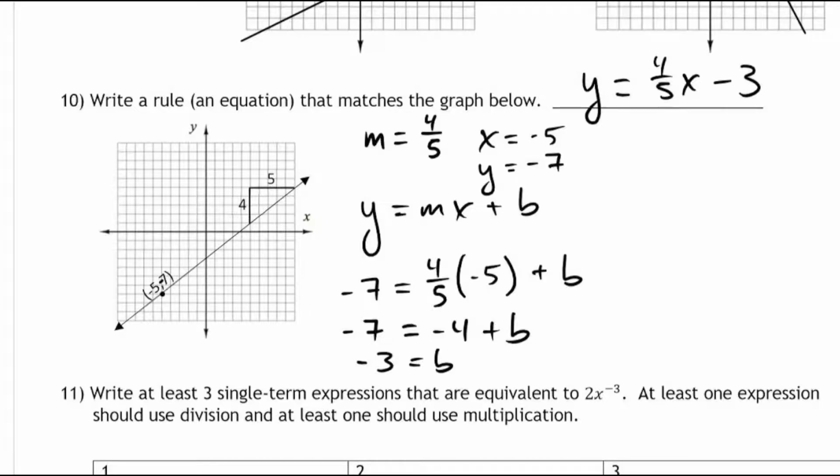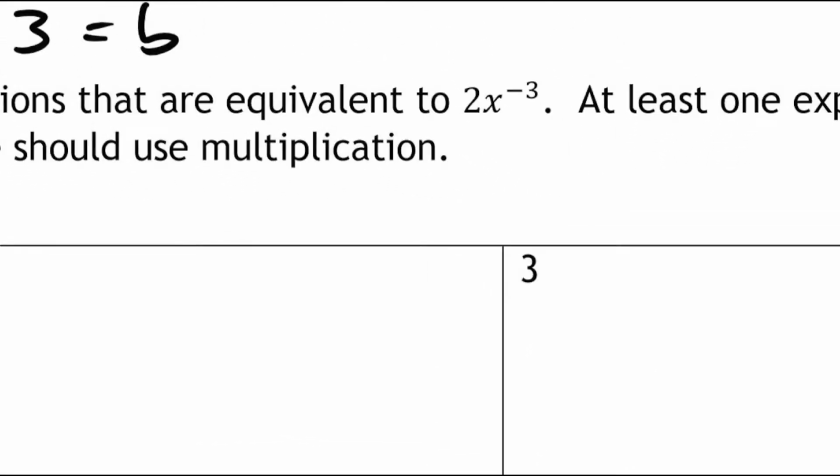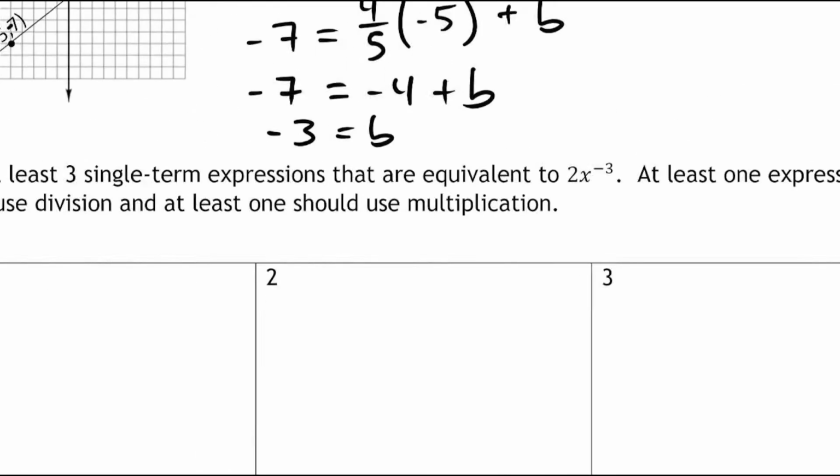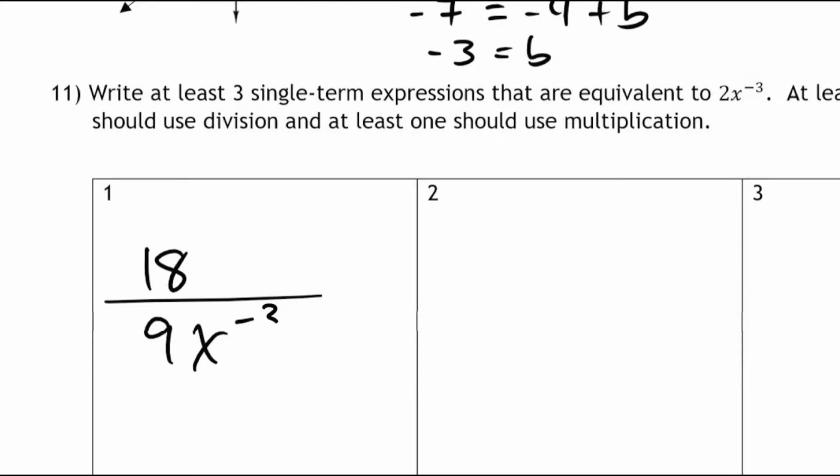Last question says, write at least three single term expressions that are equivalent to 2 times x to the negative third. So I saw a lot of great ones, right? People said you could have 18 over 9x to the third. That works. Maybe you had 12x to the positive third on the top over 6. That works. Right? Those are both involving, what do those involve? Those involve division problems, right?